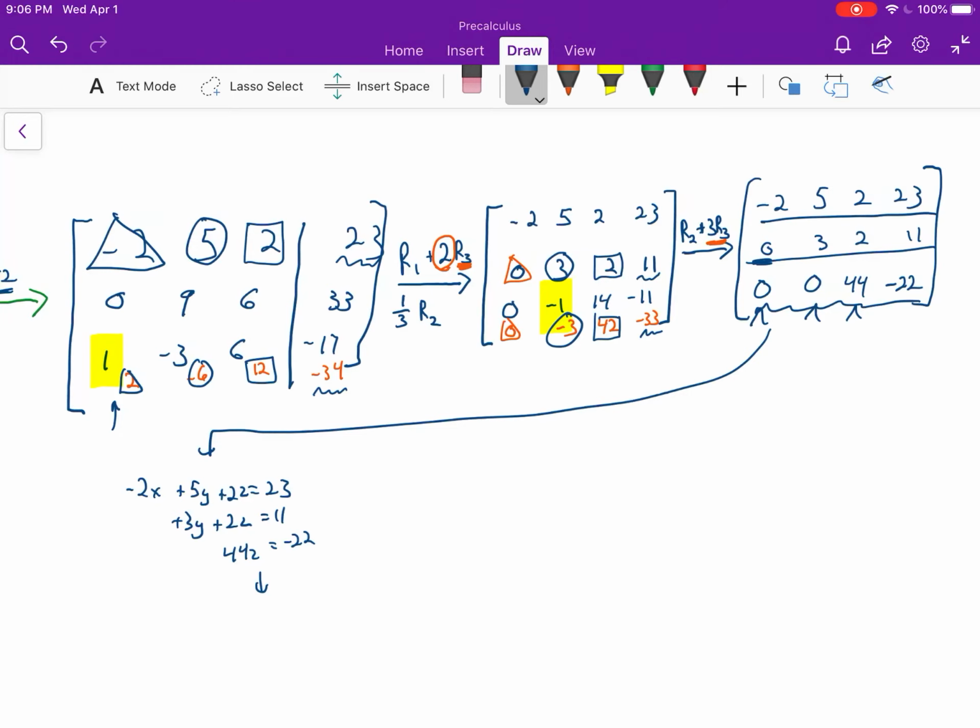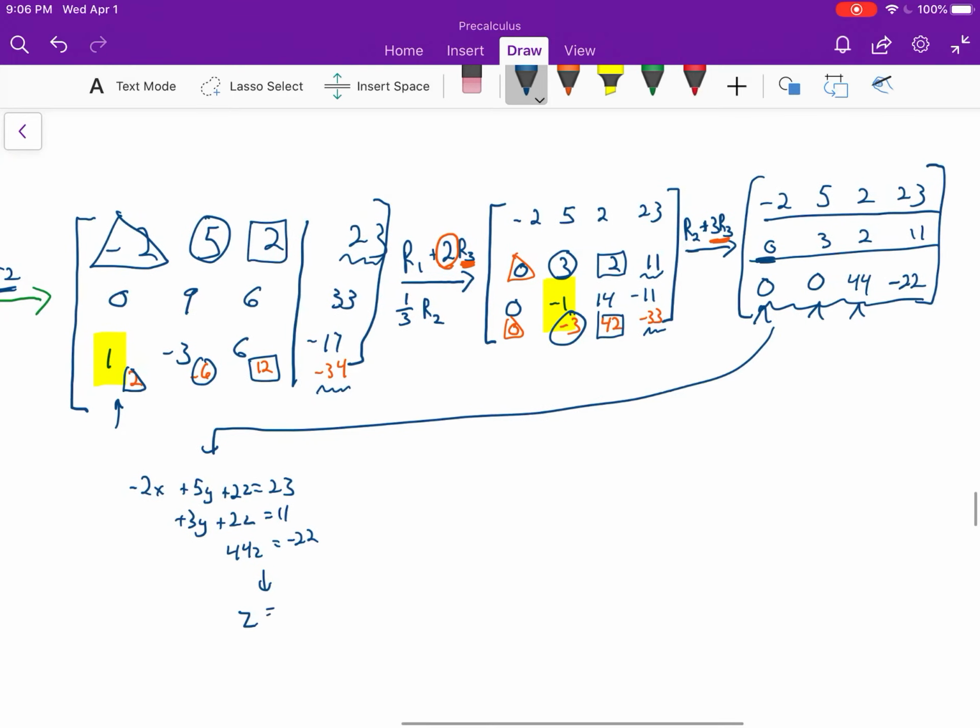We would divide both sides by 44. So z is -1/2. We go ahead and put that into the second equation. So 3y plus 2 times -1/2 equals 11. This right here is -1, so we can add 1 to both sides. And we get 3y equals 12, which means y equals 4.